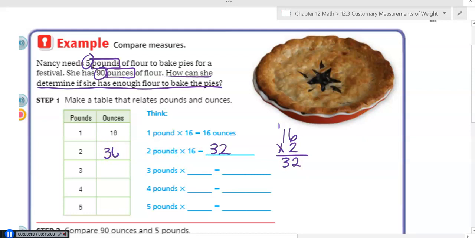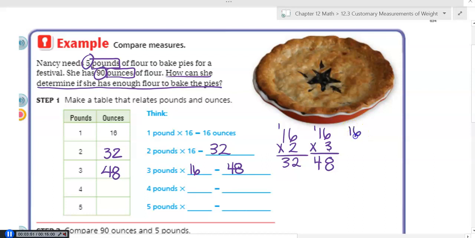So I know that 2 pounds equals 32 ounces. Okay, for the next one, 3 pounds, also multiplied by 16. I'm going to do more side math. So I have 16 times 3. Good practice for my multiplication. 3 times 6 is 18. Regroup my 1. 3 times 1 is 3 plus 1 is 4. So I know that 3 pounds equals 48 ounces.